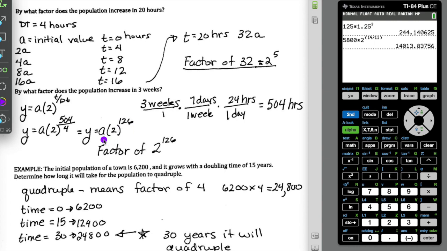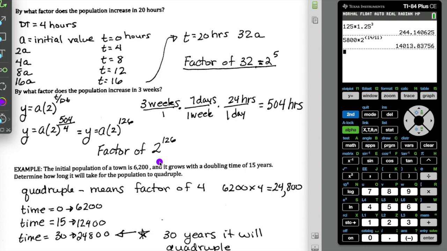And so if I started with some amount A and I ended up with A times 2 to the power of 126, then that means I increased by a factor of 2 to the power of 126. Now, I don't plan on actually multiplying this out because it's a super big number, and I'm going to leave it as just 2 to the 126.